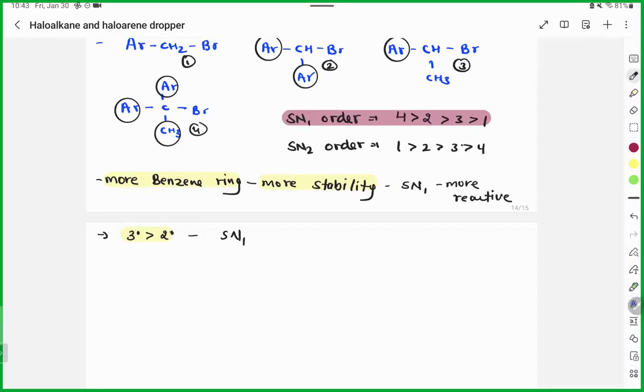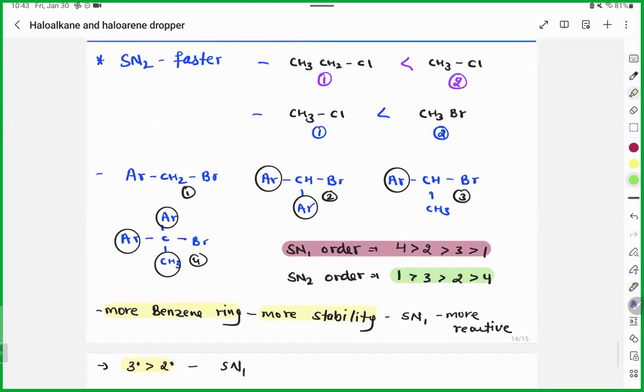Anybody have a doubt, guys? And you know, the SN2 order when the halogen is the same is exactly opposite to the order of SN1. So 1 will be most reactive, then 3, then 2, then 4. Got it? So simple. Remember SN1: tertiary is more reactive, allyl and benzene are more reactive. And SN2 is the opposite. Done.